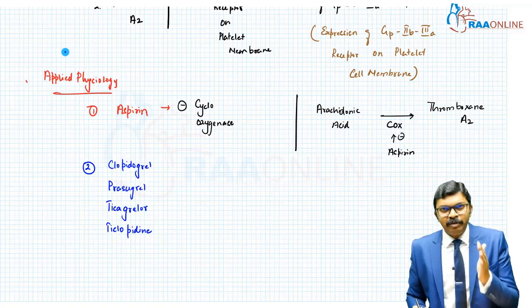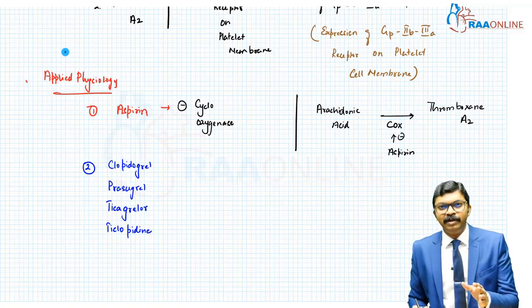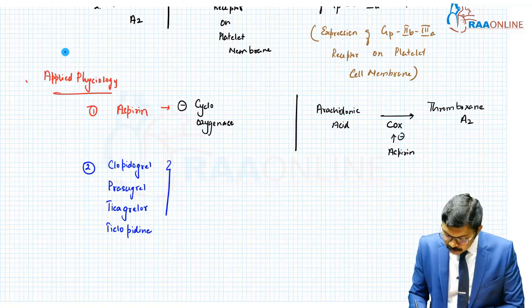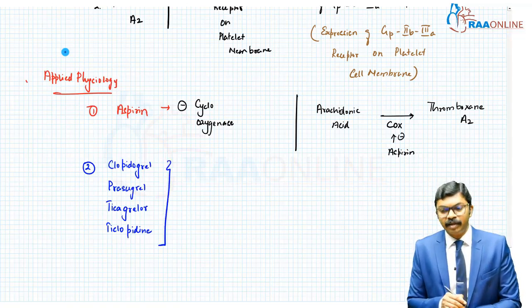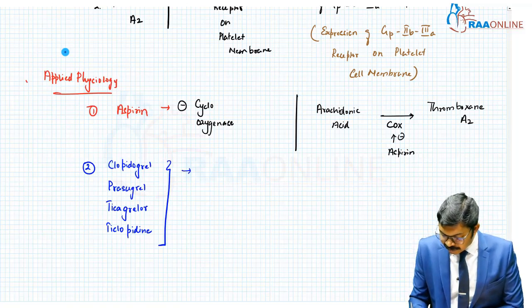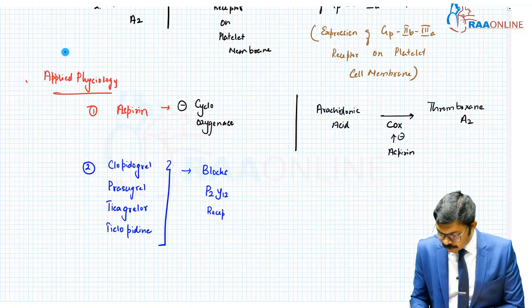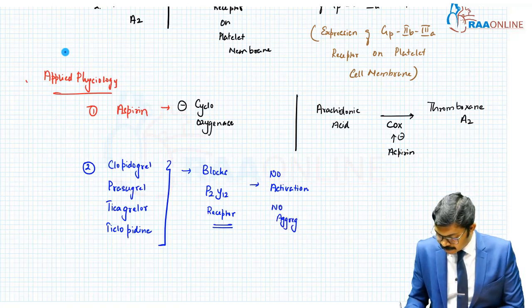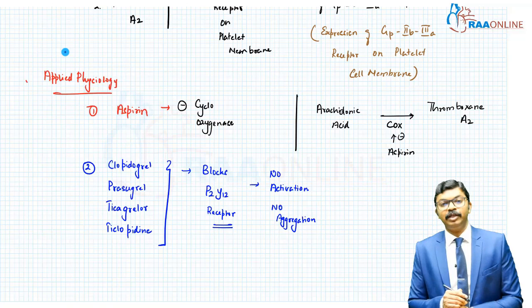But you must be able to write at least 2 or 3 drugs when it comes to the drugs that influence the platelet activation pathway. So clopidogrel, prasugrel, ticagrelor, ticlopidine, they selectively block the P2Y12 receptor. When the P2Y12 receptor gets blocked, there is again not going to be any kind of platelet activation. So without platelet activation, there is going to be no aggregation, guys. And that's exactly how these drugs act as antithrombotic drugs.